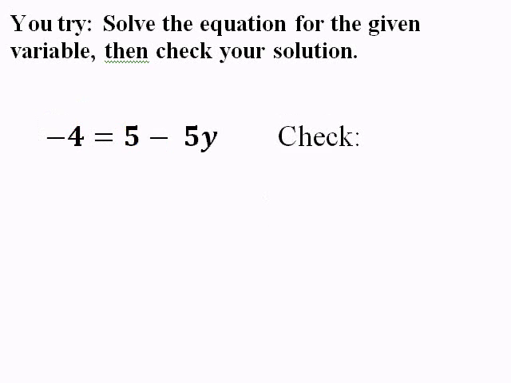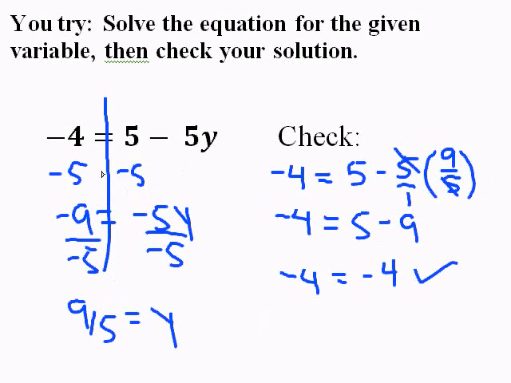Alright, the fourth problem, go ahead and work it out. Alright, I subtracted 5 from both sides first, then divided both sides by negative 5, giving me a positive 9 over 5 equals y. When I check my solution, I had to put 5 over 1, cross-reduced, got negative 4 equals 5 minus 9, and negative 4 equals negative 4, which checks out.